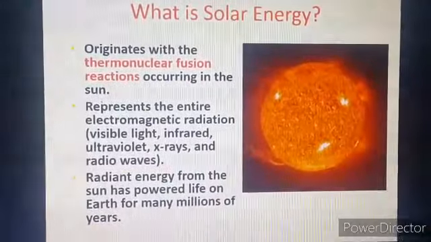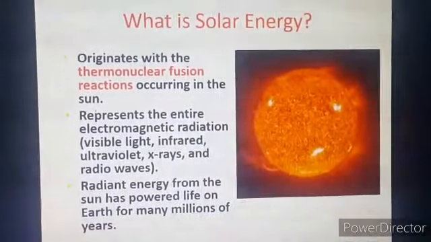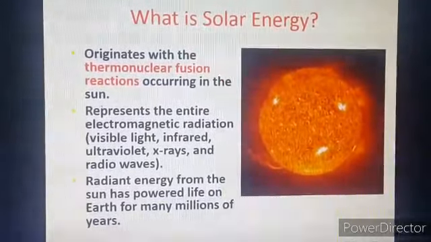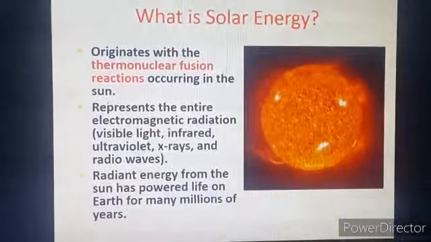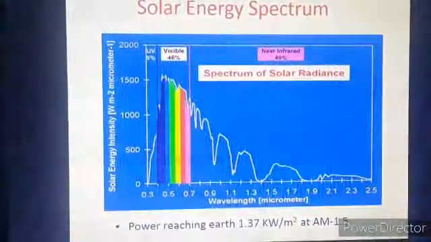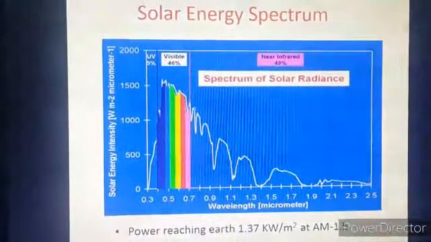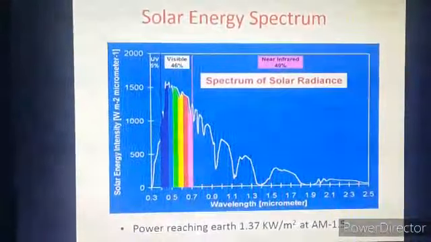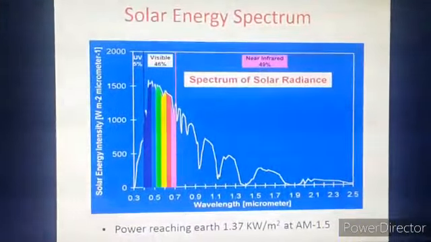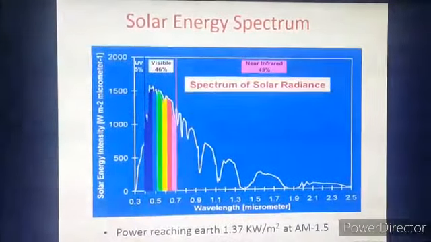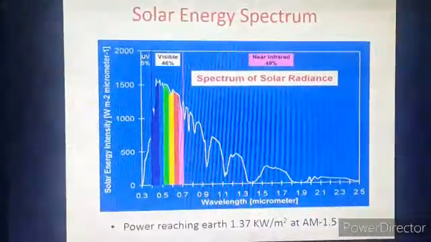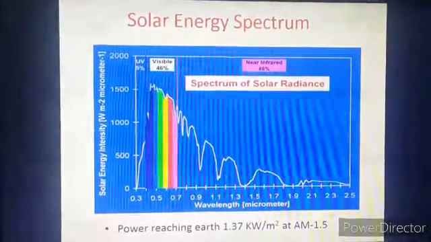Now, where does solar energy come from? Basically, it originates from the thermonuclear fusion reactions occurring inside the sun, and it leads to the whole electromagnetic spectra. Now, going further, I would like to explain to you about the solar energy spectra. If you see, 49% of the solar radiation consists of near infrared radiation, 46% is visible radiation, and only 5% is UV emitted from the sun.